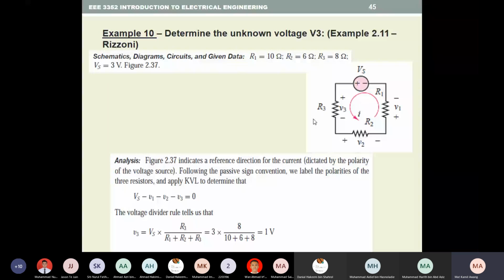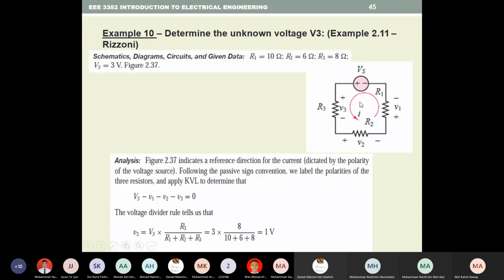This is another example. Determine the unknown voltage V3. From the schematic diagram given, the given data is R1 is 10 ohm, R2 is 6 ohm, R3 is 8 ohm, and Vs is 3 volts. And you need to find the voltage across R3 here, V3.